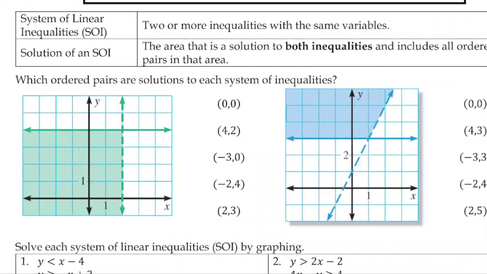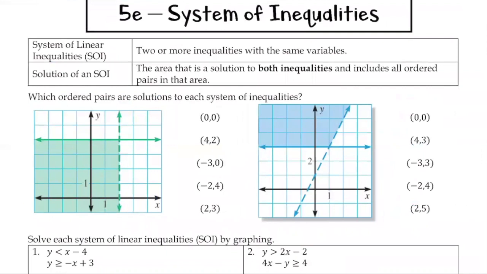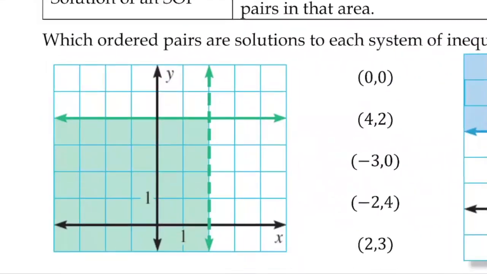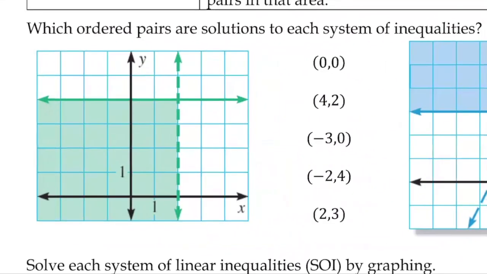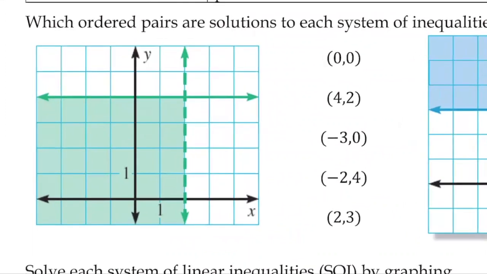So we're still bringing in the aspect of systems. So we're bringing in more than one inequality. We're going to have two or more inequalities with the same variables. So instead of our solution being a point, our solution is actually going to be an area or a sector or a portion of the graph. First off, I gave you these two different systems of inequalities, and we want to determine which ordered pairs are going to represent solutions.